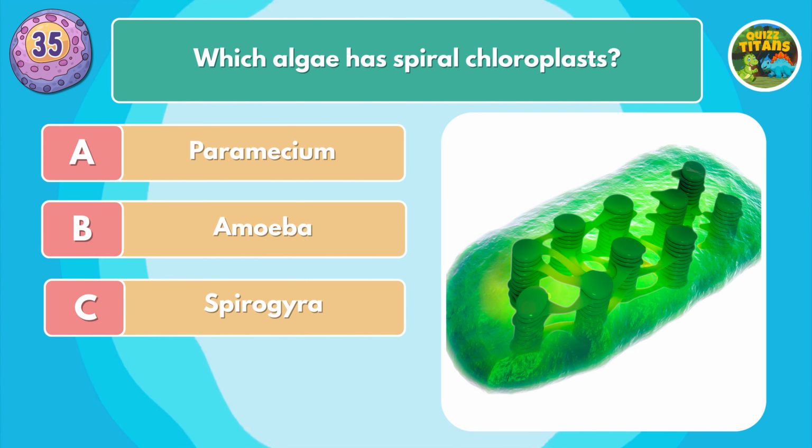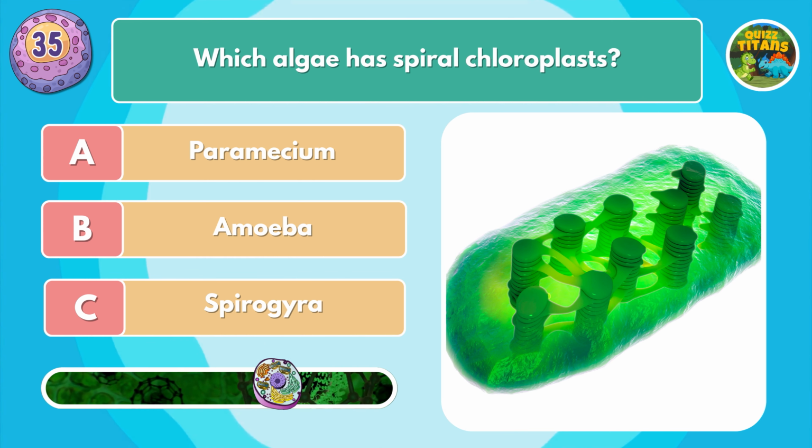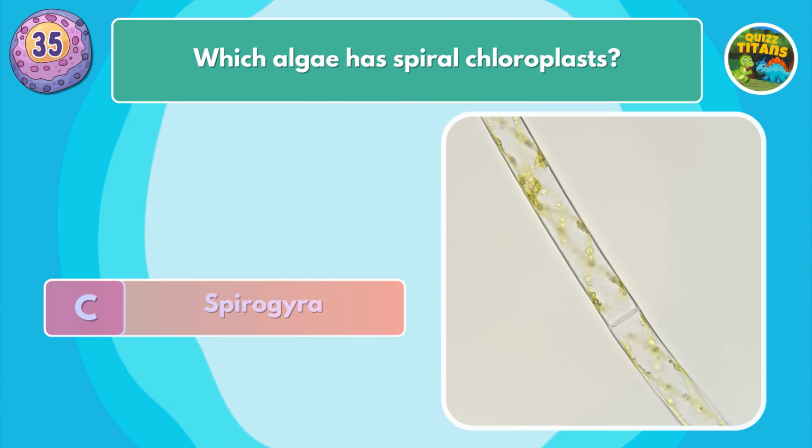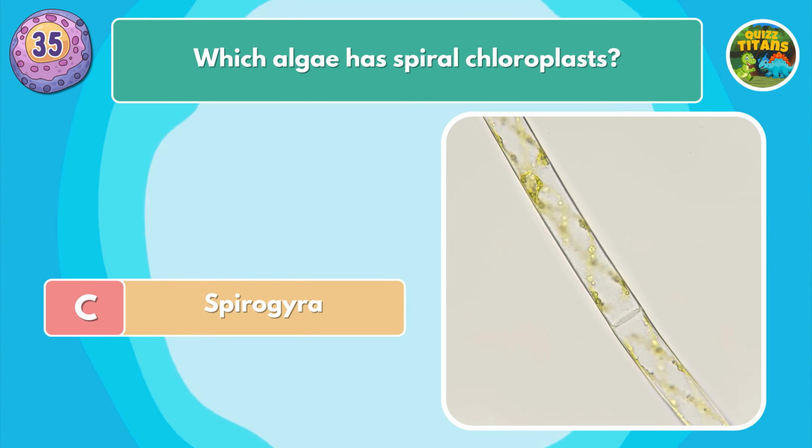Here's a twisty one. Quite literally, one algae has spiral chloroplasts. Can you guess which? It's Spirogyra, famous for its spiral chloroplasts.